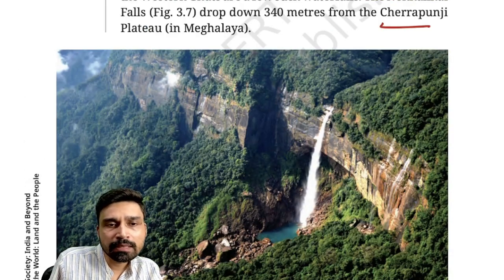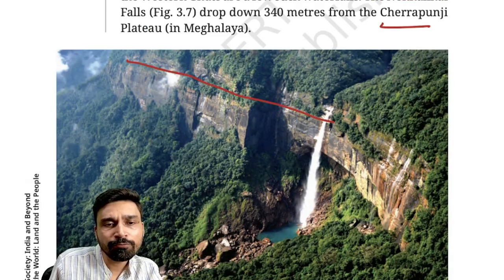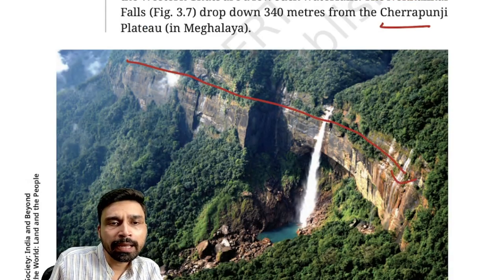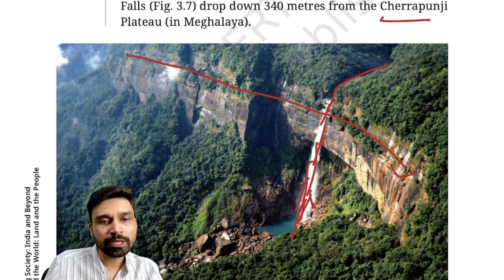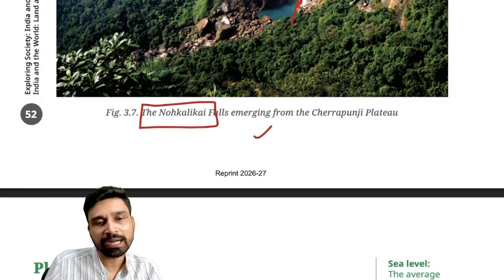You can see this is the mountainous area. You have a kind of flat slope, and then from here the river is coming and then it is falling down in the form of a waterfall. So that's how waterfalls look. So that is the second type of landscape, which is the plateau landscape.